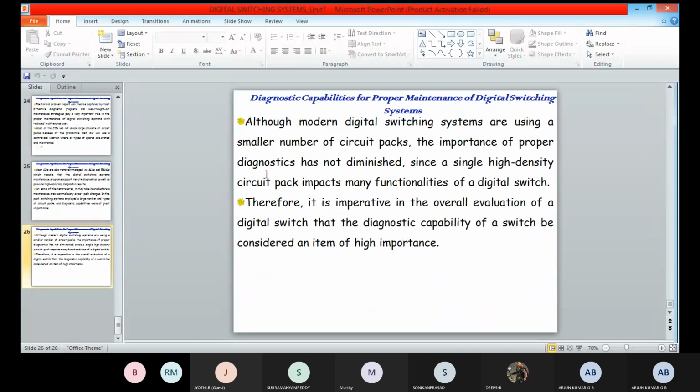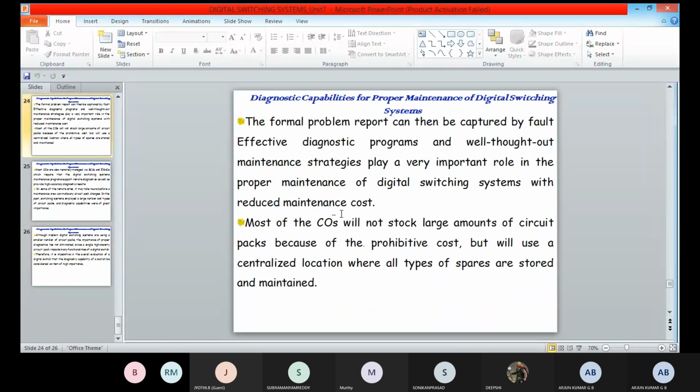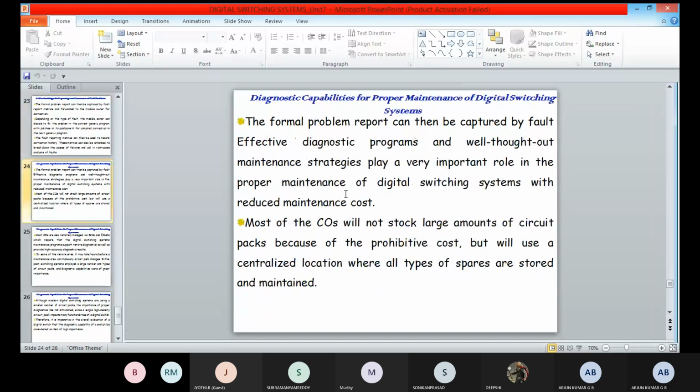Okay, we completed the first half of this module 5. Next, one more thing we have to cover is diagnostic capabilities for proper maintenance of digital switching systems. In the previous class, we discussed how reports are made, that is, the methods for reporting and correction of field problems.